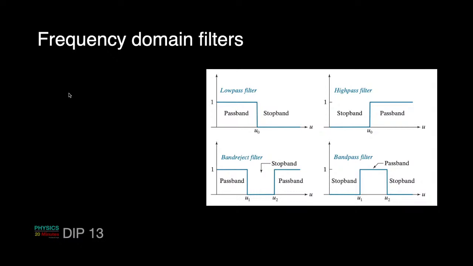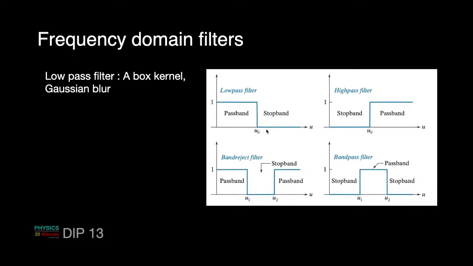Now, the frequency domain filters typically have these characteristics. So we have a low pass filter. In a low pass filter, at a certain cutoff, beyond that all the frequencies are blocked, while before that all the frequencies are allowed. So typically this is a profile.